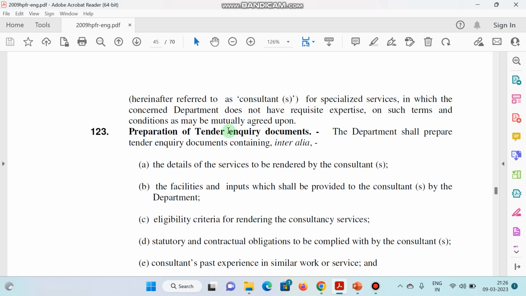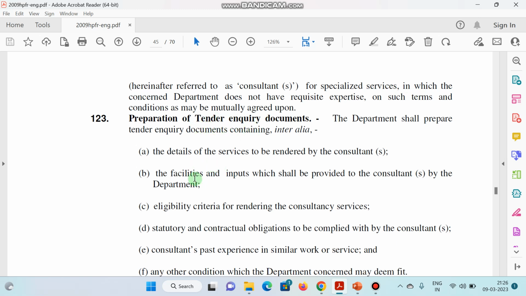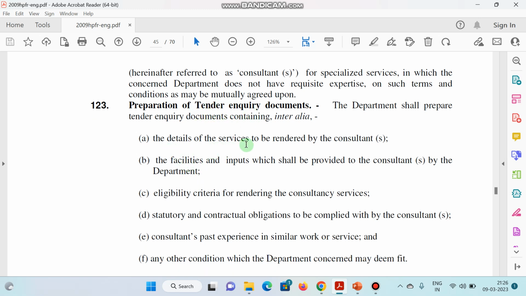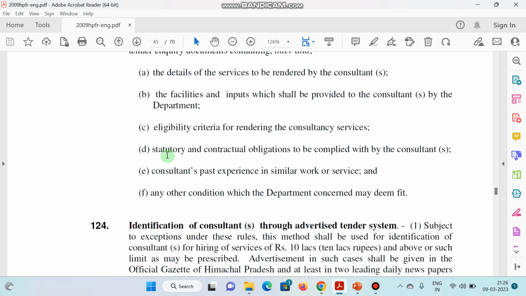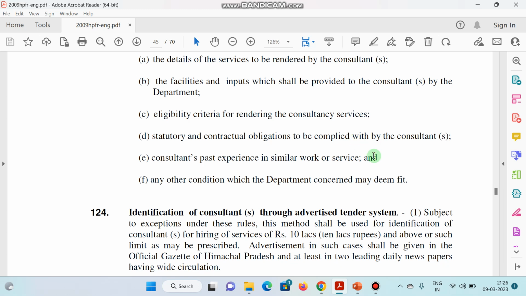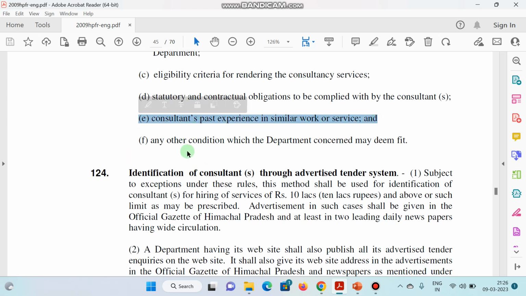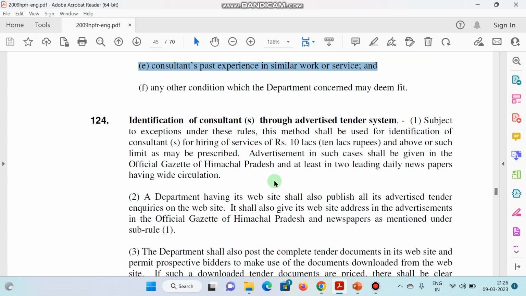The department shall prepare the tender inquiry documents as under. The details of services to be rendered by the consultant are mentioned. The facilities and the inputs which shall be provided to the consultant by the department. Eligibility criteria for rendering the consultancy services is mentioned. Then the statutory and contractual obligations to be complied with by the consultants. The consultant's past experience in similar work or services may be used. This is very important. Any other condition that the department deems fit.